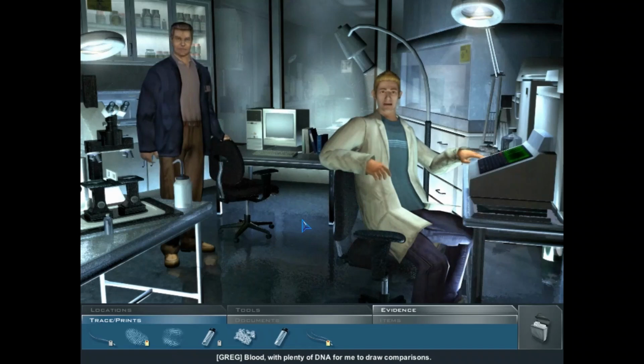Blood, with plenty of DNA for me to draw comparisons. So, I ran the hotel owner's sample against the blood swab from the bathroom. Well, we have a winner. Hotel owner's DNA matches the blood from the bathroom. Only since Mr. Sustin owns and operates the hotel, this may not mean much, if anything.